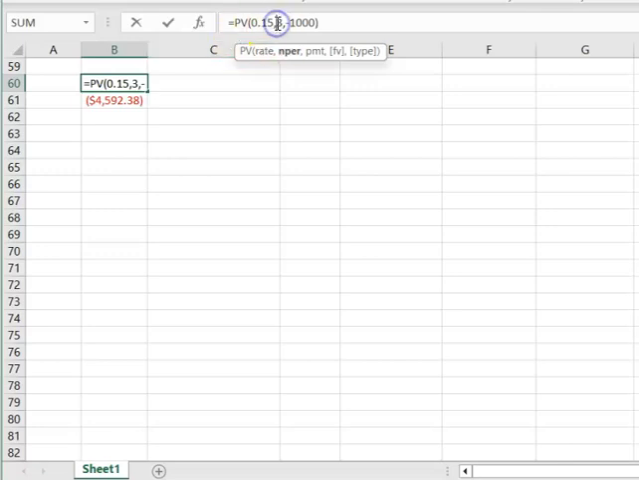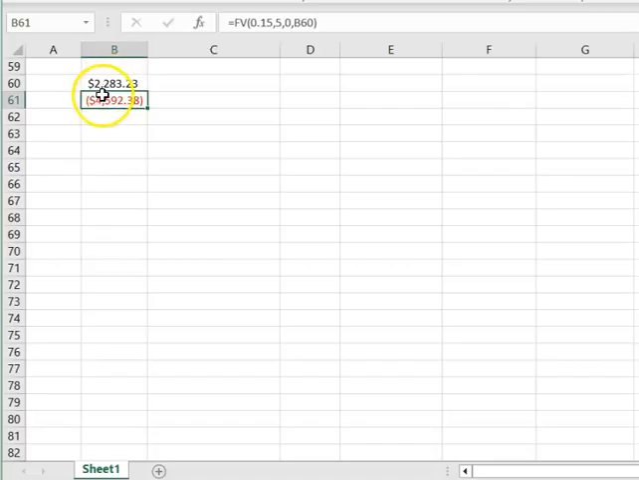The number of payments is 3, and each payment is 1,000. That's it. So what is the present value of these 3 payments that the students receive in 3 years? It is $2,283. Now we are going to calculate the future value of this present value to see how much the students need to pay after 5 years with an interest rate of 15%.